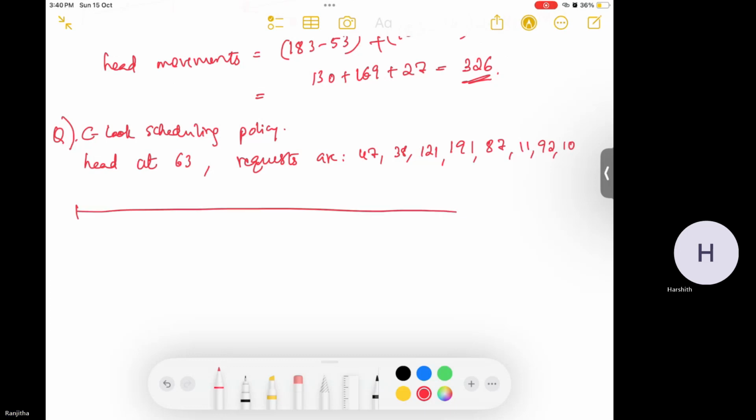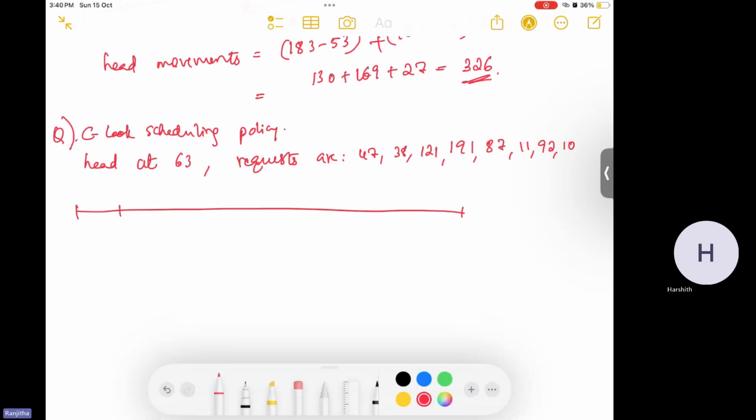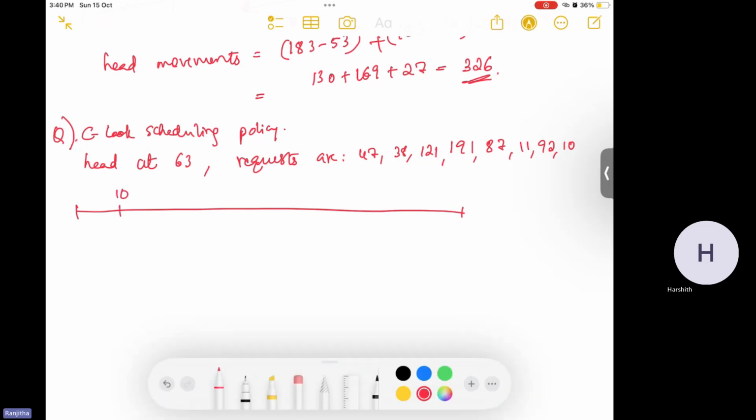So in sorted order: 10, then 11, then 38, 47, and 63 is where the current head is. We have 87 after that, then 92, then 121, and 191. Okay, so head is at 63.